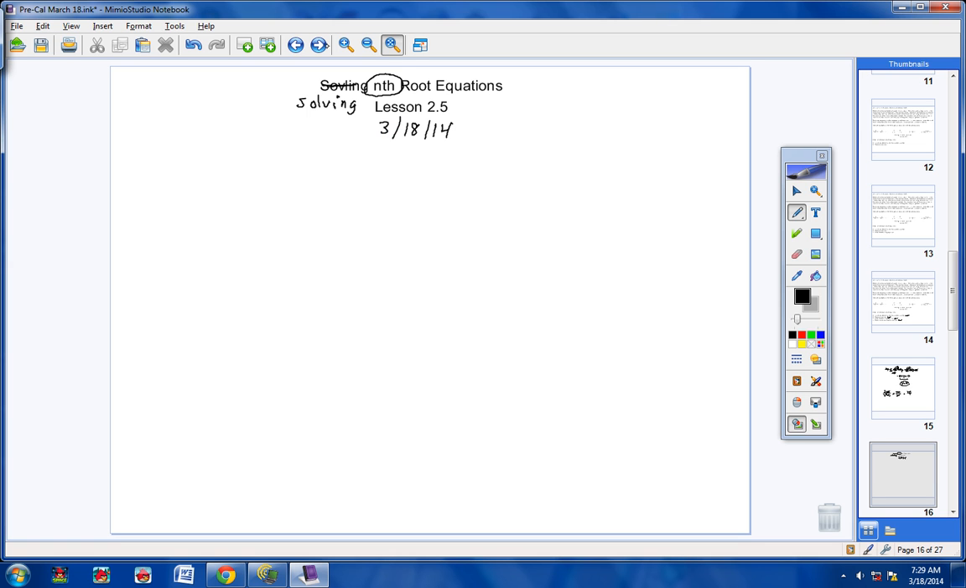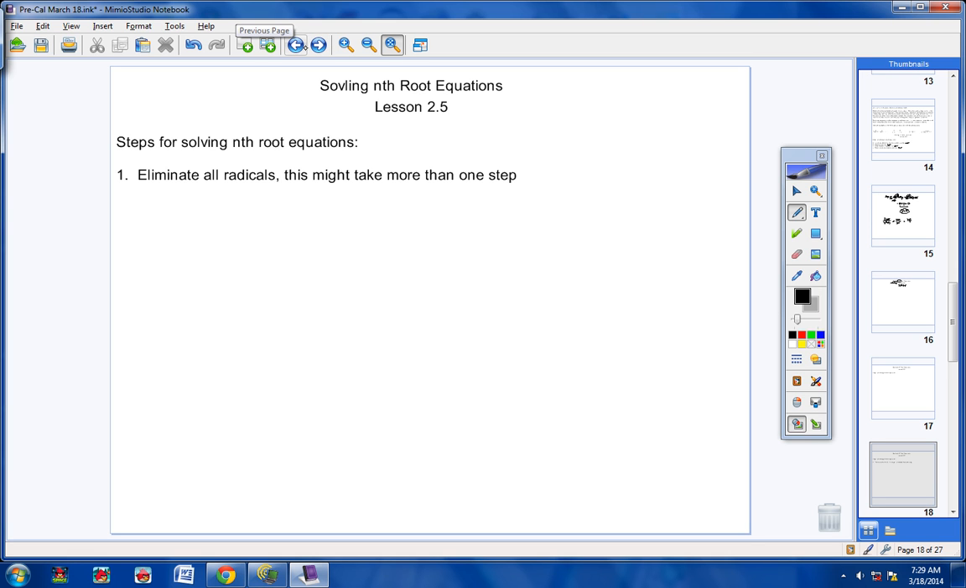All right, let's look at some steps real quick. You need to know these steps. All right, so please copy these steps down and do them very meticulously. When you are solving root equations, you first of all want to eliminate all radicals. Now this might take more than one step sometimes, and I'll explain that later. Step 2, solve the remaining equation. And then look at this once again, check for extraneous solutions.